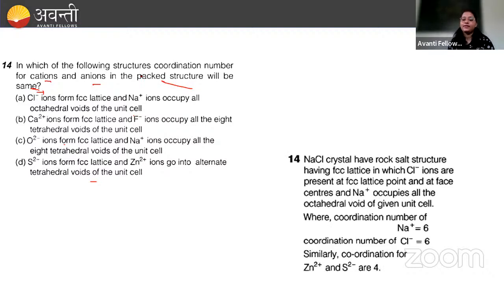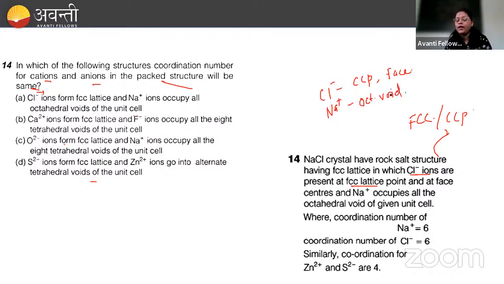Okay, so when we talk about the NaCl crystal, we call it the rock salt structure, which has FCC or CCP arrangement, right? Here what happens is that Cl minus ions are present at the FCC lattice points, the corners and face centers. Okay, Cl minus are present in CCP at the corners and at the faces of a given lattice. And Na plus ions occupy all the octahedral voids. Right? We know this. All Na plus ions are present at the octahedral voids of the unit cell. So what will be the coordination number for Na plus? How many octahedral voids are formed there? 6. And the coordination number of Cl minus is again what? 6. So similarly, the coordination numbers for Zn2 plus and S2 minus are what? 4.